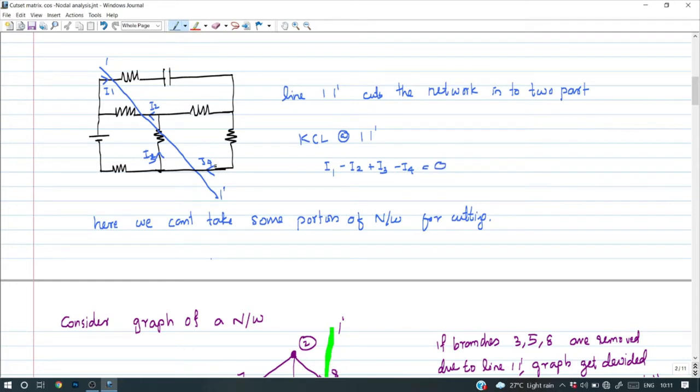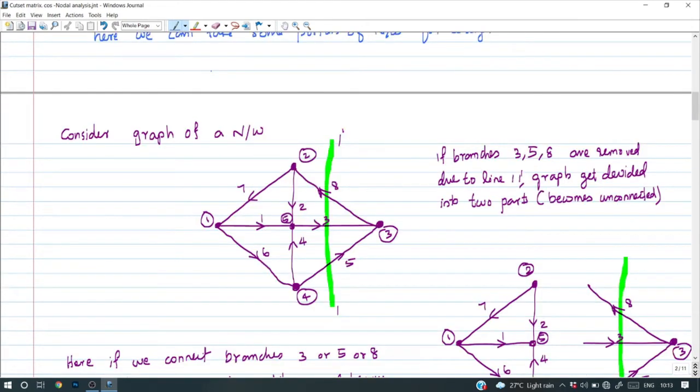Here it is to be noted that we can't take just some part of the network for cutting. Here 1, 1 dash is cutting the network into two parts. We can't take a cutting line like this. Instead we need to take the cutting fully. So this is the basic idea of the cut set matrix. Here we are using KCL not at nodes but at some imaginary lines called cut sets.